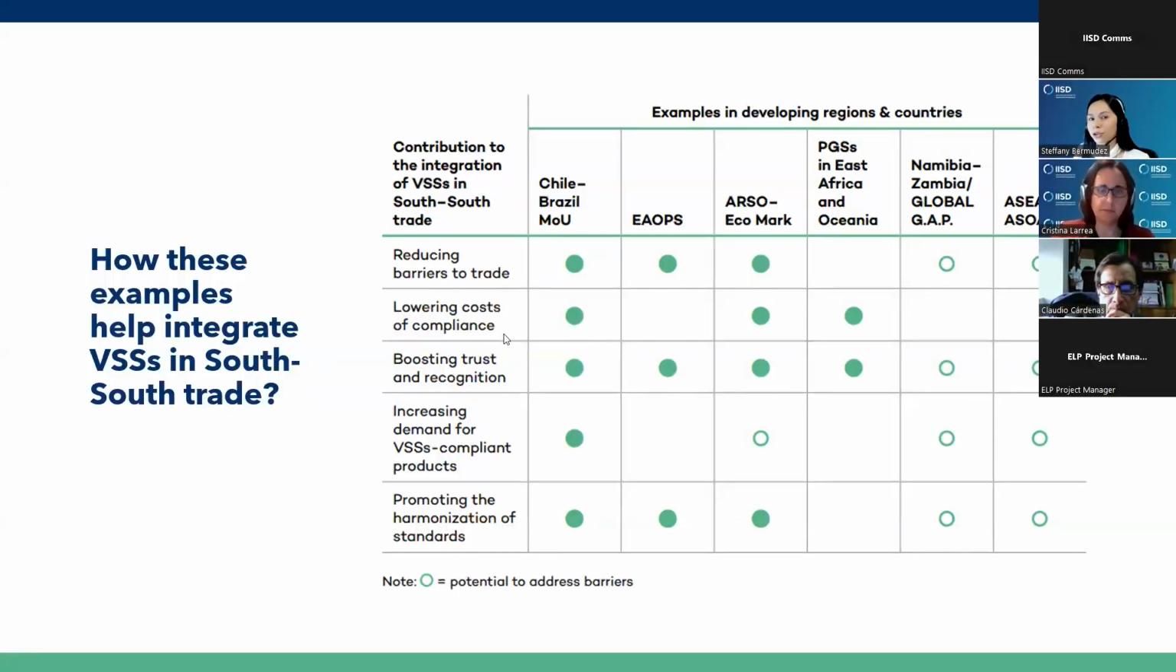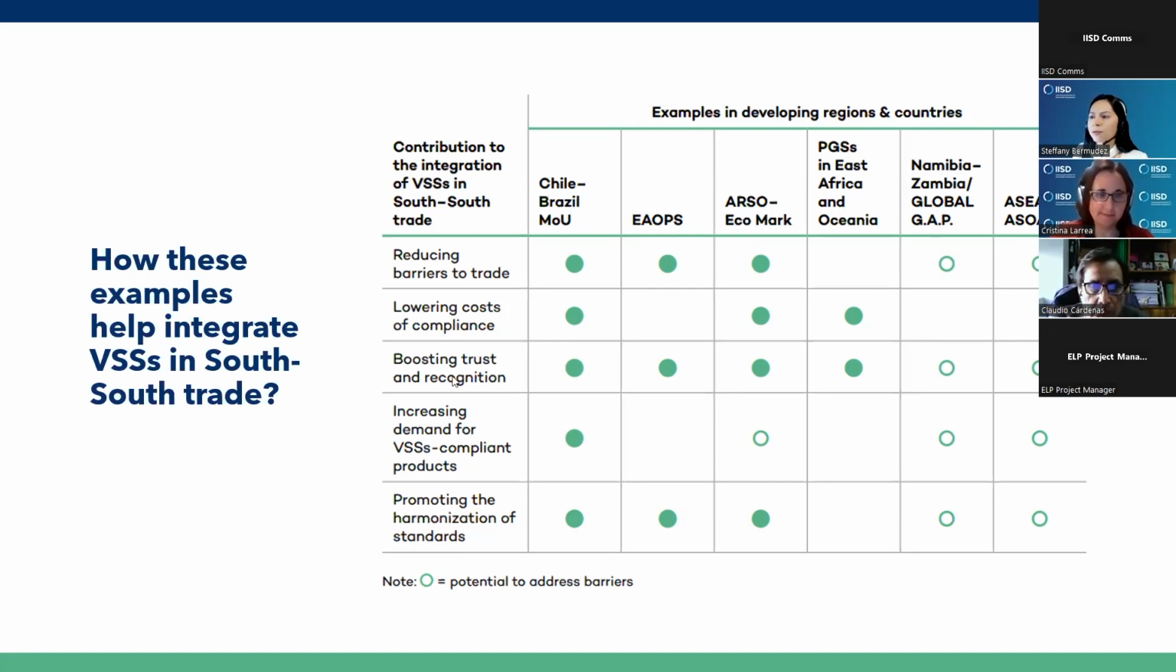Also, this example shows that there is a way to work with voluntary sustainability standards, or encourage their use, while also lowering the cost of compliance. This is the case of the PGS systems in Africa and the Pacific, where small-scale farmers can get recognition for their goods for less money than with third-party certification. PGS are a more affordable option, while also promoting collaboration among farmers and supporting traditional practices.